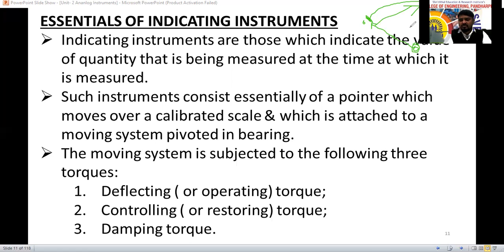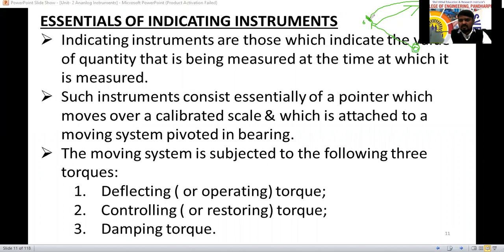That is called deflection. We are going to call it deflection: from the initial condition, the constant or zero position, to the non-zero value. It is going to move, it is going to deflect. So to do the deflection, some torque is required. That torque is called the deflecting torque. We are going to call that.